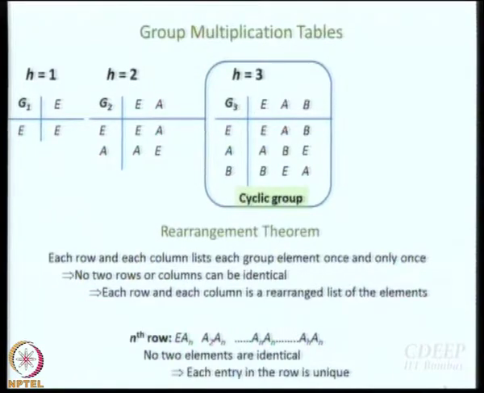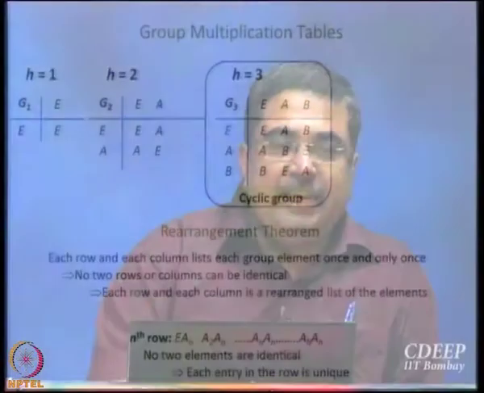And we have talked about something called the rearrangement theorem. So, what the rearrangement theorem tells us is that in a given row or in a given column, the same element will not be repeated twice, right. So, every row and every column is really a rearrangement of the possibilities, okay. And that is what helps us build the group multiplication table in the first place. Without the rearrangement theorem, we cannot really build the group multiplication table, alright.